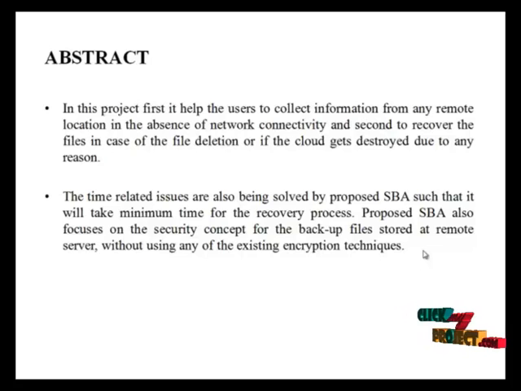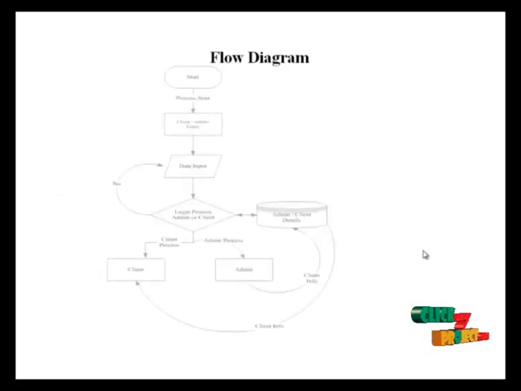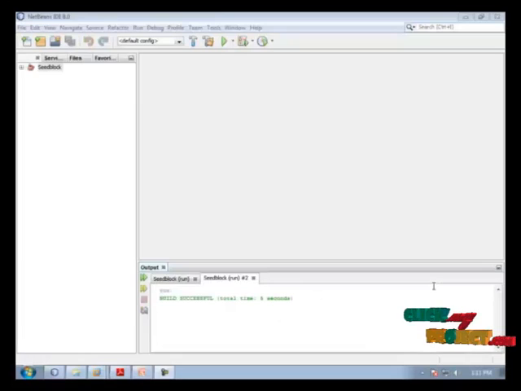Here we use XOR encryption and the C block algorithm to develop this application. This is our flow diagram. First we start our process, with client and admin login. Based on client details and admin privileges, we can access the application.